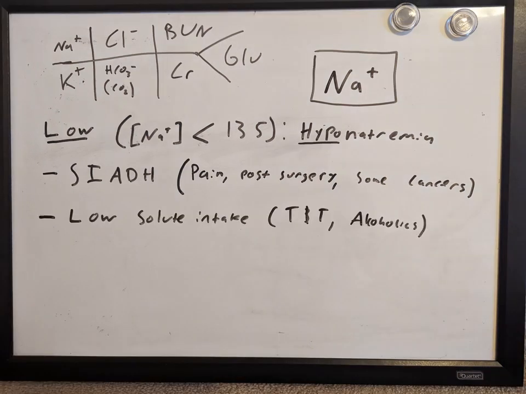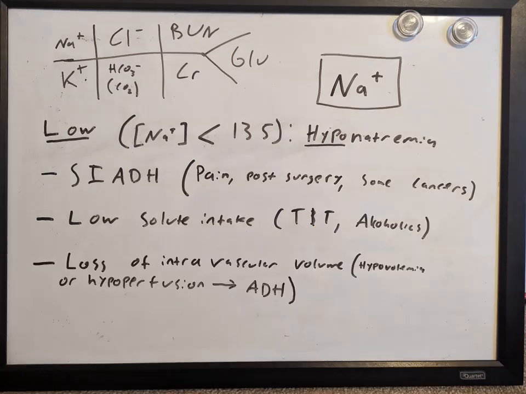Another big cause is low solute intake. So these are patients who are basically, their diet is very low in salt and protein, and so they're not even having enough solute intake to keep up with urinary losses. We can see this in what's called tea and toast syndrome, which is basically like elderly patients who are really only eating bread and water, or the equivalent thereof. And then also sometimes in our chronic alcoholics, and we call it beer potomania, when they're getting a lot of their calories just from alcohol that doesn't have any protein or salt in it.